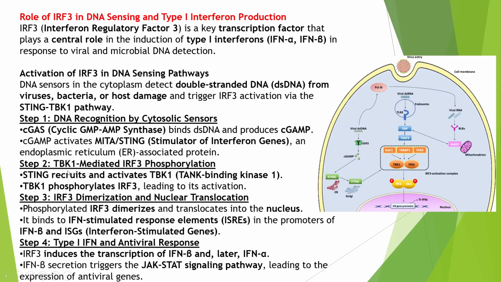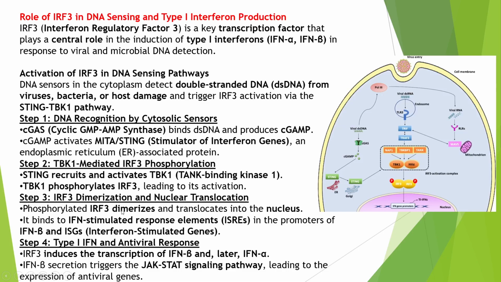Then next is TBK1, which mediates IRF3 phosphorylation. So STING after activation recruits and activates TBK1. Then TBK1 is a kinase, so it phosphorylates IRF3, leading to its activation. Then next, once phosphorylated, IRF3 will dimerize. So dimerization helps it in translocation to the nucleus.